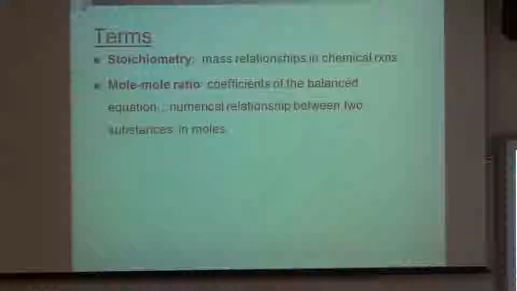So for your rocket lab, your mole-to-mole ratio was 2H2 plus O2 gives 2H2O. So you need 2 moles of hydrogen gas for every 1 mole of oxygen gas to produce 2 moles of water.